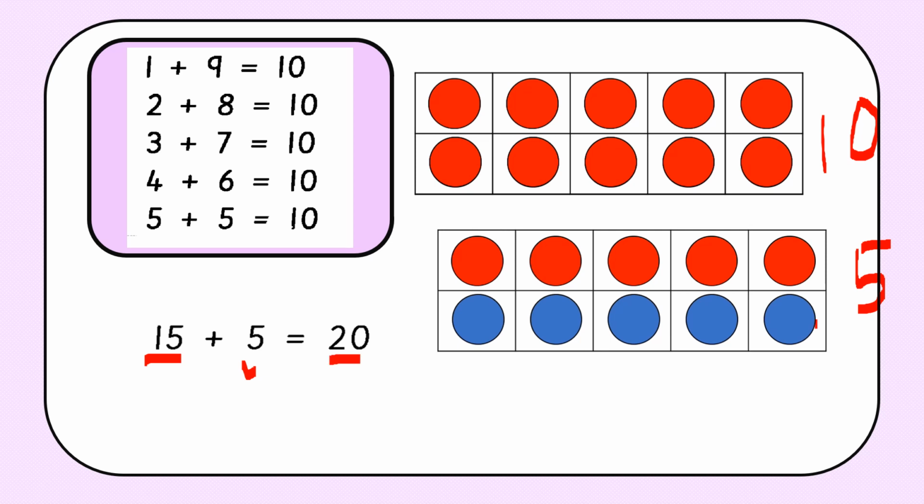20. What number bond does this remind you of? 15 add 5 equals 20. Yeah, well done. 5 add 5 equals 10. So if you know that 5 add 5 equals 10, that's going to help you to know 15 add 5 makes 20.